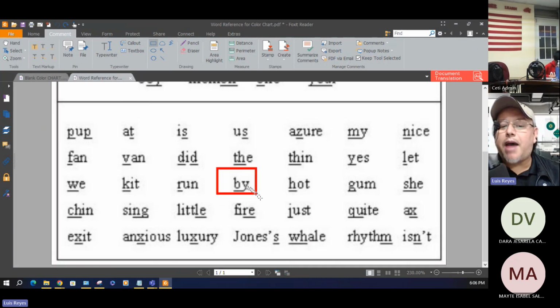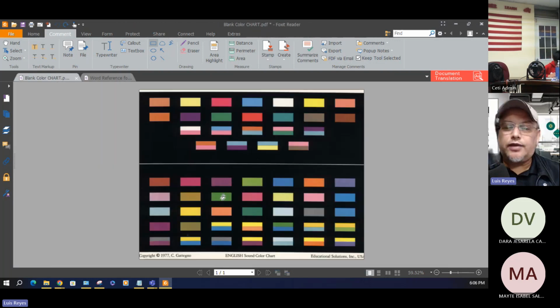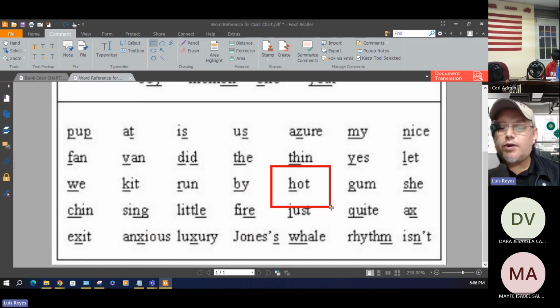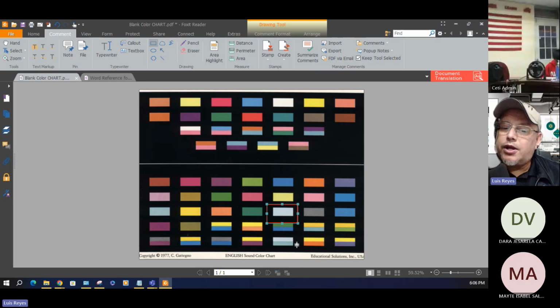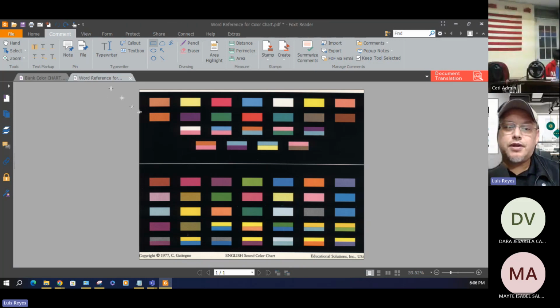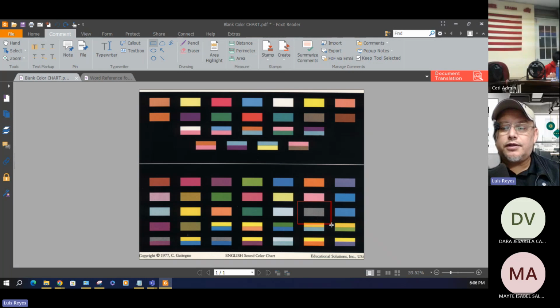Then we have the word buy with the sound b. And that is the same sound we have here in dark green, b, in the same position. Then we have the word hot with the sound h. And we have the same sound here, h, in the same position. Again, the word gum with the sound g, and that's in the gray square, g, in the same position.